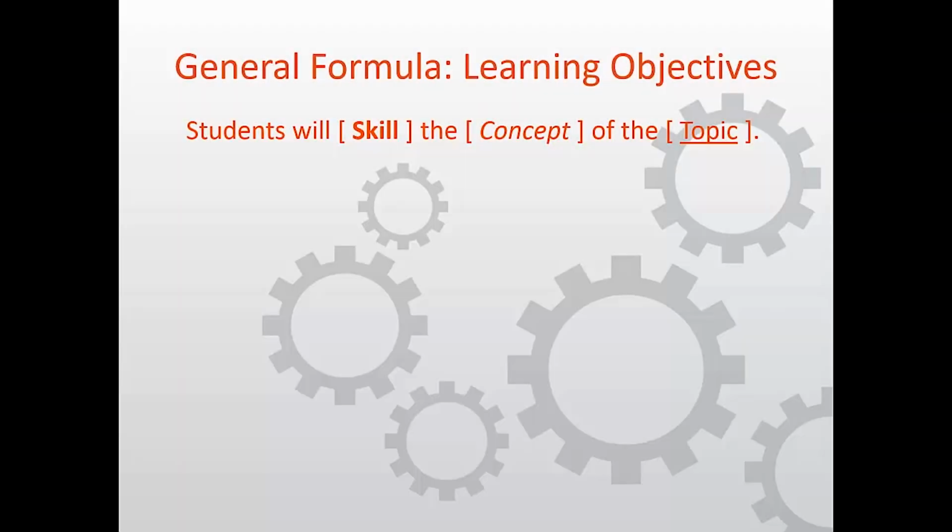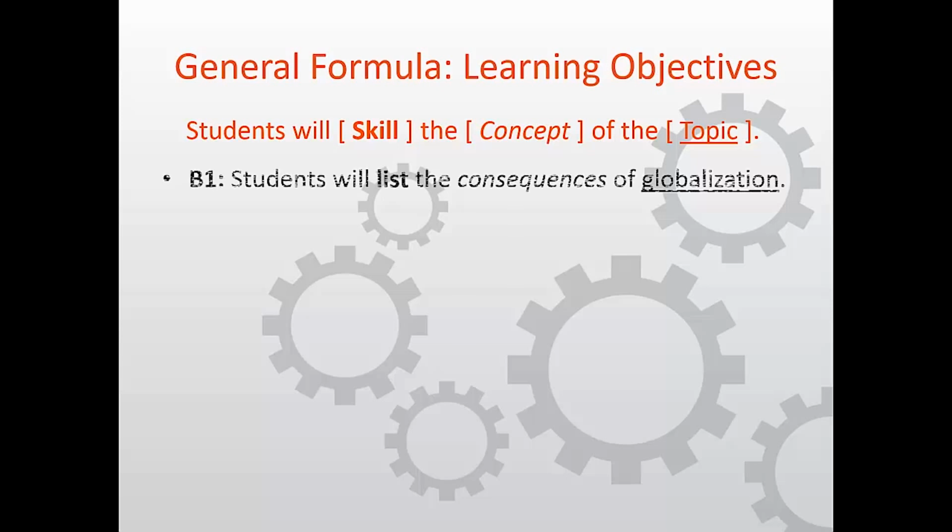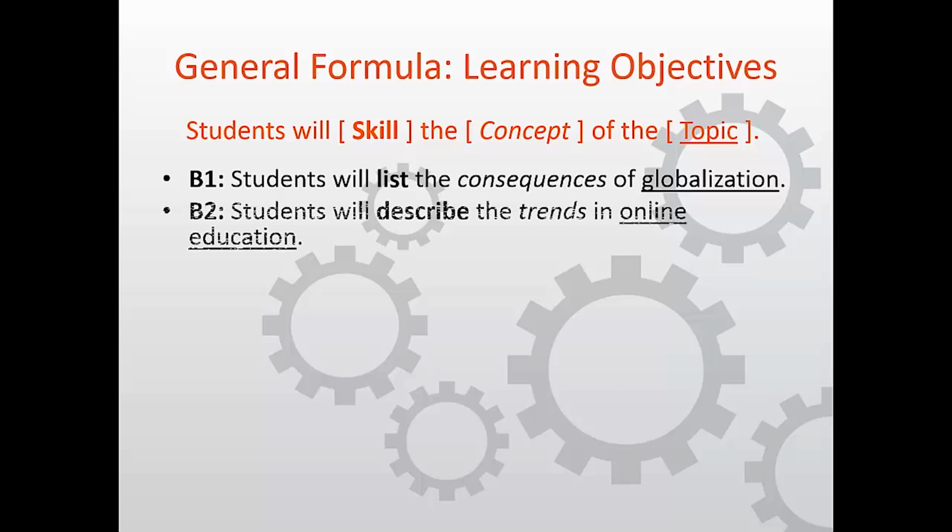Another formula we have is a general formula. It will be students plus skill plus the concept of the topic. At the knowledge level, we have: students will list the consequences of globalization. List is the skill, consequences is the concept, and globalization is the topic. At the comprehension level, we have: students will describe the trends in online education. Describe is our skill, trends is the concept, and online education is the topic.